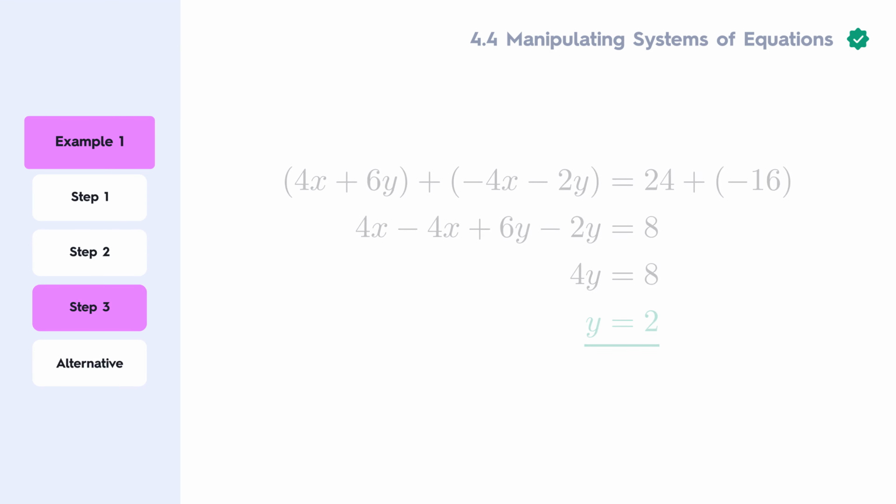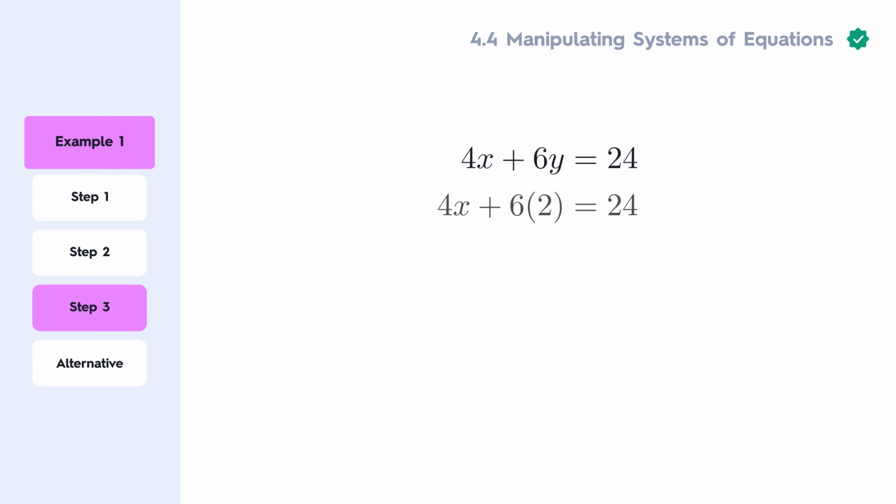Now that we know that y is 2, let's substitute this value back into one of the original equations to solve for x. Then, we simplify our equation. Finally, we divide both sides by 4. We can see here that the final value of x is 3.